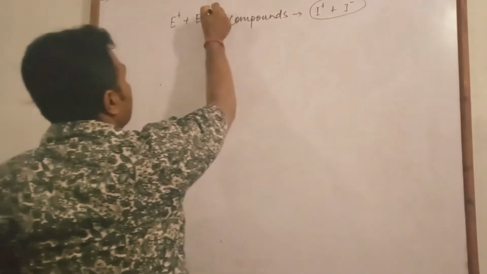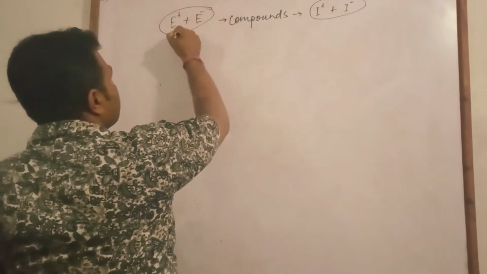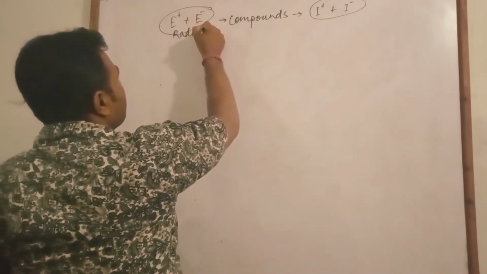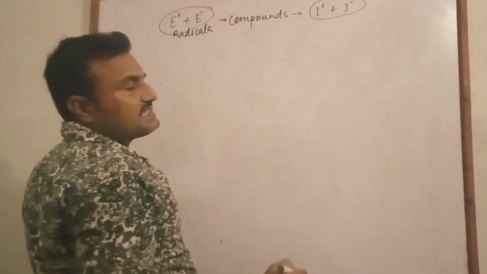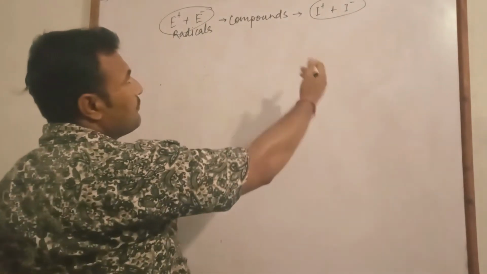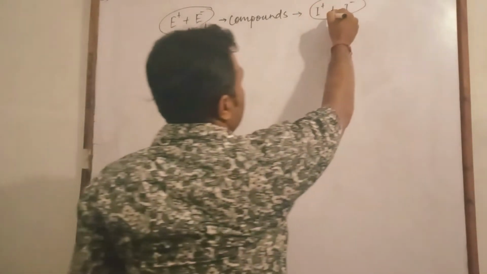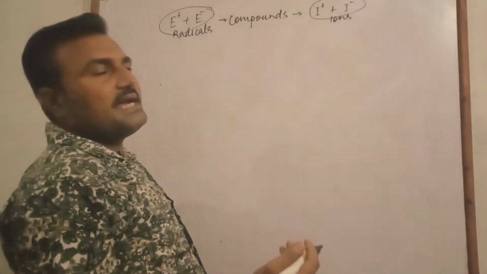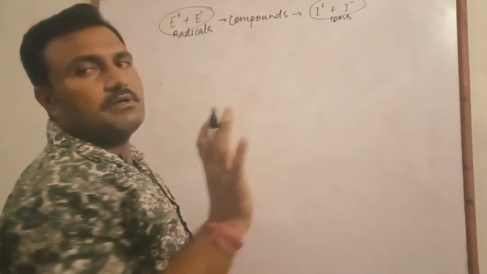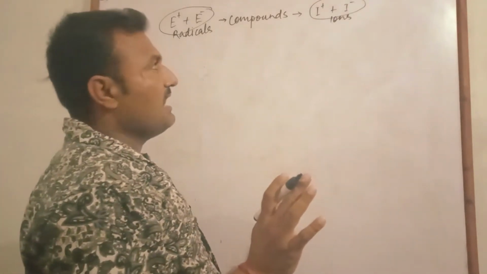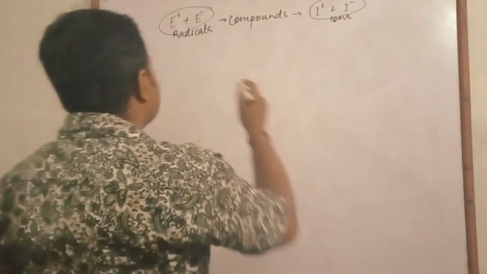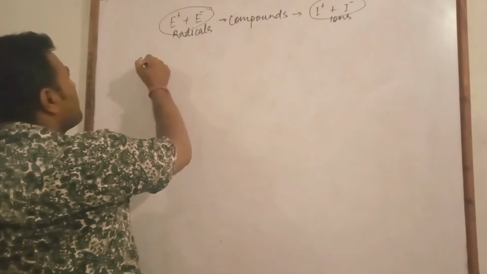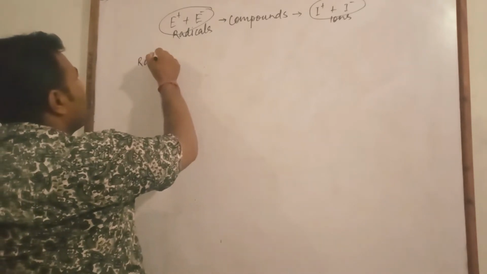Both radicals are charged species that form a compound, and ions are charged species formed by dissociation of compounds. And here at first we should know about the concept of radicals.